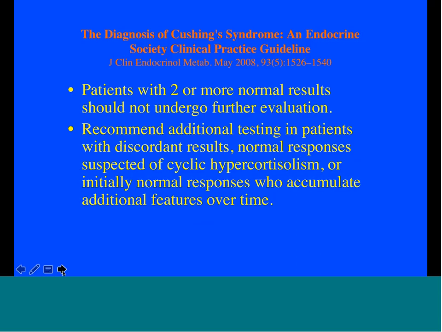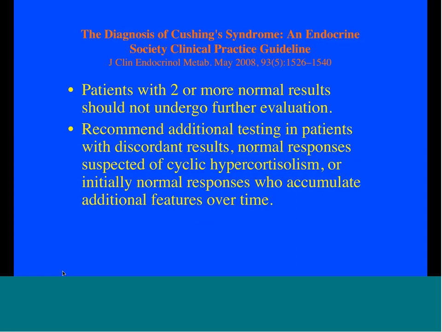Patients with two or more normal results should not undergo further evaluation. And this is an important thing for what we're talking about tonight. Recommend additional testing in patients with discordant results, meaning one test positive, one test negative, normal results suspected of cyclic hypercortisolism, or initially normal responses that accumulate over time.